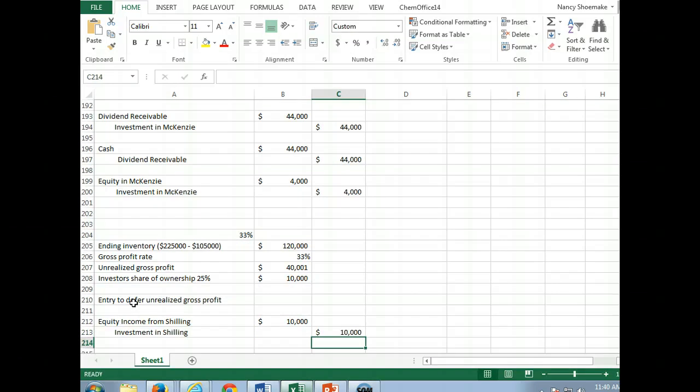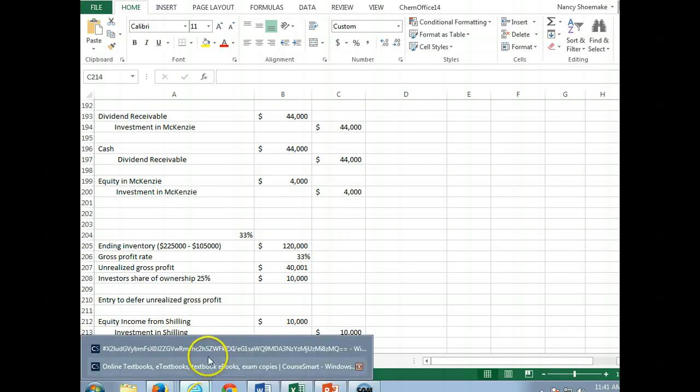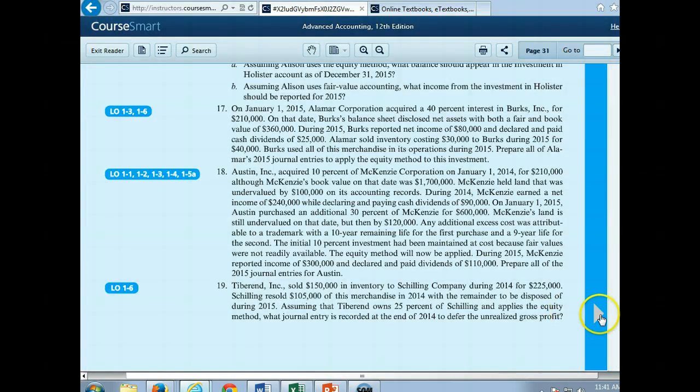Because that portion we need to reduce from any earnings. Think about it, the income is going to include all that. And that income is a debit to investment in Schilling and a credit to equity income. So we need to defer that portion because it wasn't earned yet.